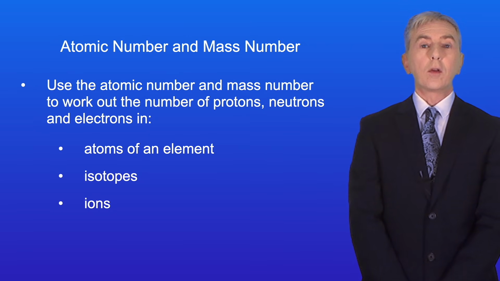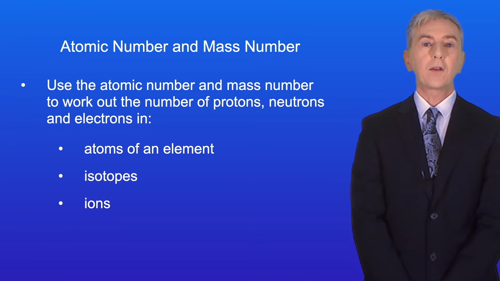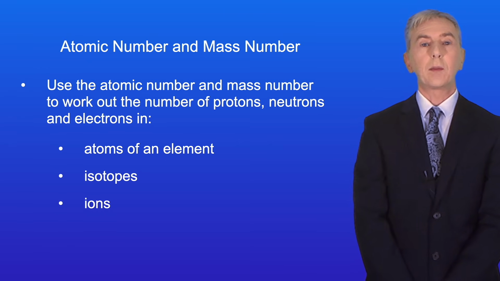By the end of this video, you should be able to use the atomic number and mass number to work out the number of protons, neutrons and electrons in atoms of an element, isotopes and ions.